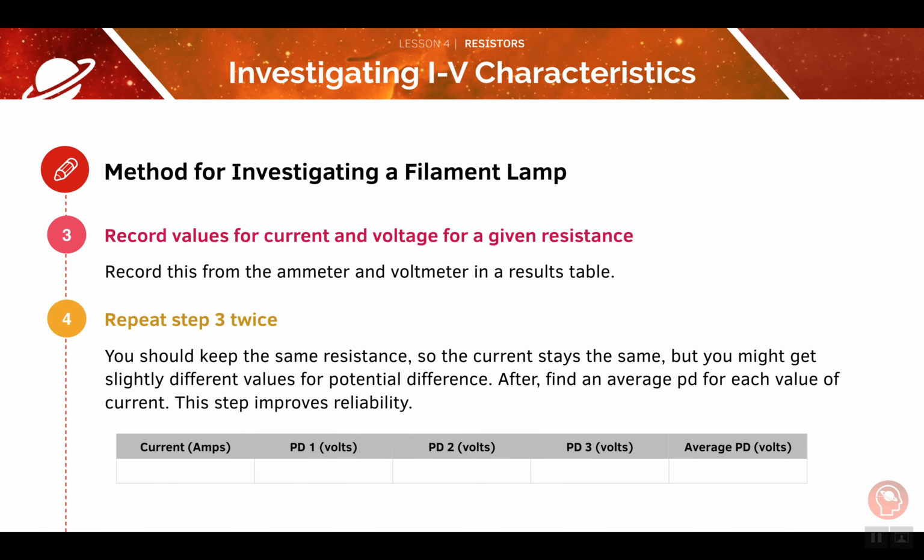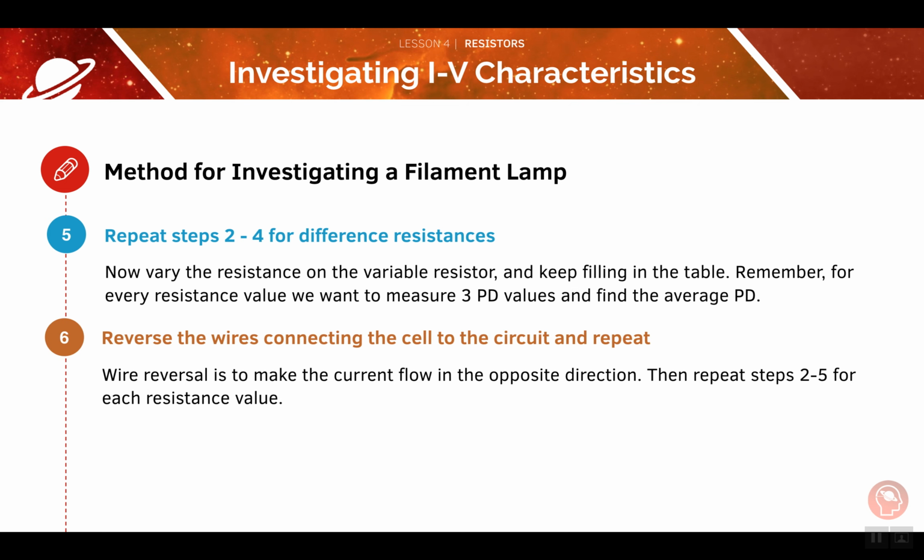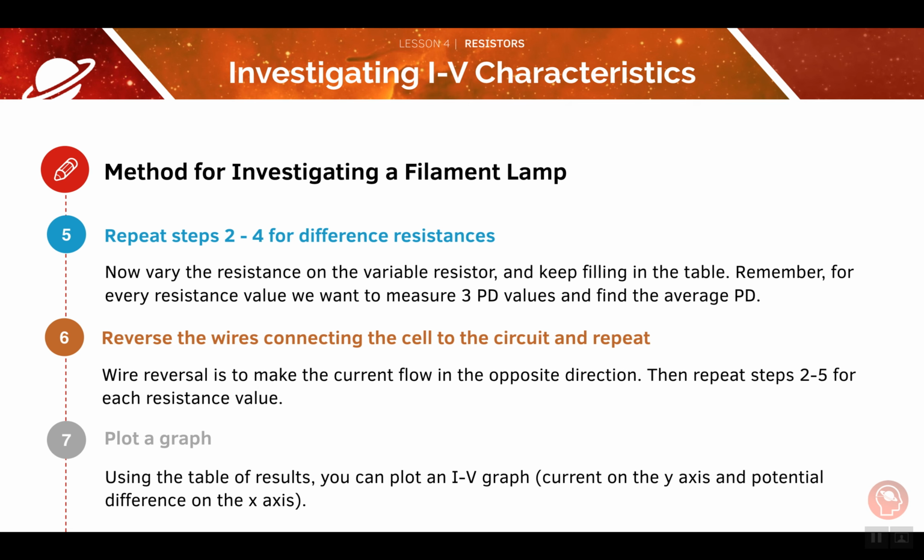Then, we have to repeat step 3 twice. Now that we've taken our repeat readings, we can repeat the steps for different resistances. We need to reverse the wires connecting the cell in our next step. This is to make the current flow in the opposite direction. Finally, we can plot a graph of our results. The current will be on the y-axis and the potential difference on the x-axis.